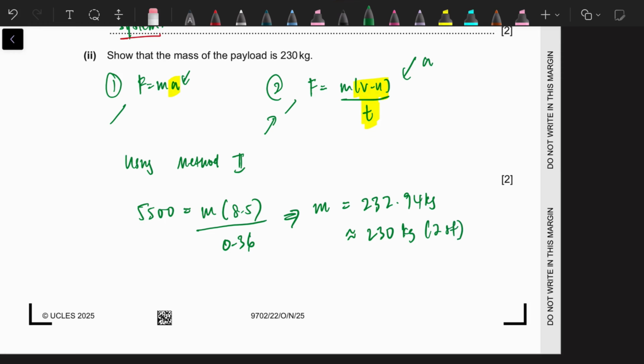So there will be times where your final answer is not exactly what they want. But bear in mind that when you round off to 2 significant figures, you must get the same answer. If you cannot get the same answer, then you need to check back your working. Your final answer may not be exactly 230. It can be any value, but as you round off to the 2 or 3 significant figures based on the question, you must get the same value. Okay, so we have shown that.